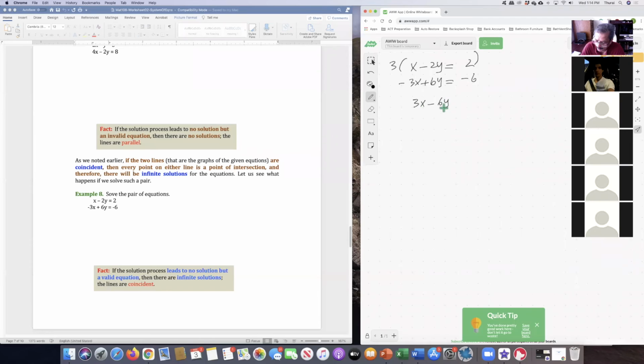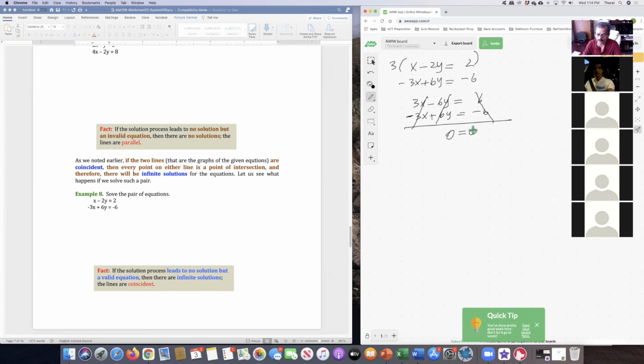3x minus 6y equal to 6. We don't need to multiply the second one by anything. Minus 3x plus 6y equal to minus 6, I'm copying it. And when I add them, the x's cancel out, but the y's are also canceling out. The right side is also canceling out. I'm getting 0 equal to 0. That indicates that the system is coincident. The lines are falling on top of each other. I'm not getting an invalid equation. I'm getting a valid equation, but I'm not getting an answer for x or y. That indicates that they are coincident.